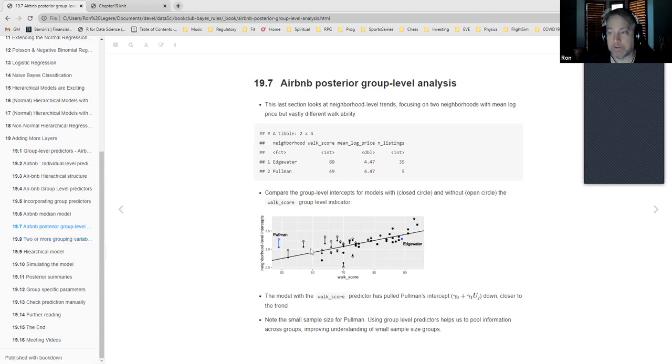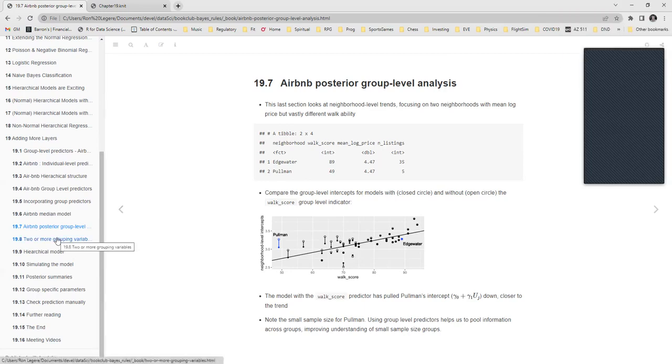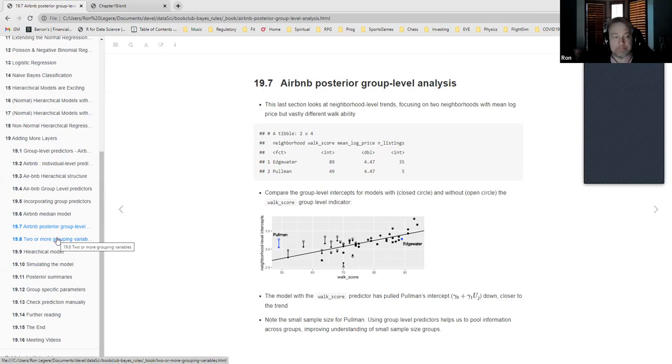Yeah, lack of walkability should pull that price down, how much you'd pay for it. Okay, does that make sense? Yep. Sure, I explained that perfectly well.